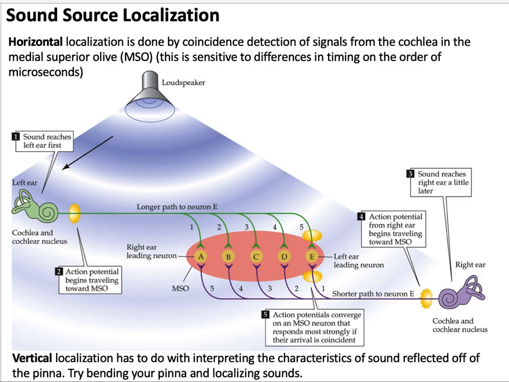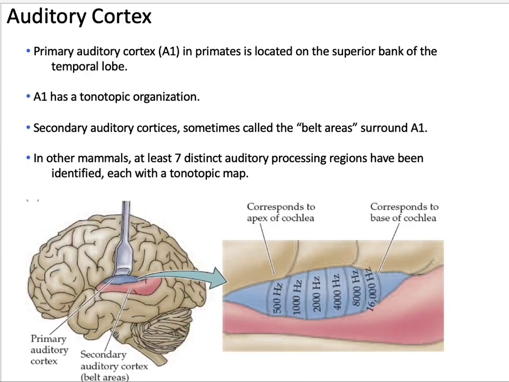Vertical is quite a bit more difficult, and it's the reason that your pinna have this weird shape. It's because sounds that are above and below your head reflect off of this differently, and based on the sound qualities, you can estimate how high and low they are. And you can try a little experiment. If you fold your ear over, and have someone snap their fingers either above or below your head and close your eyes, you can localize the sound when you don't fold them over, but when you have them folded over, you can't tell. So that's something you can try.